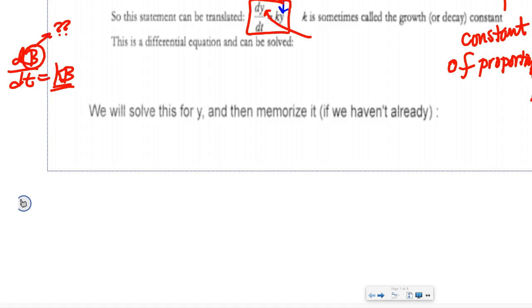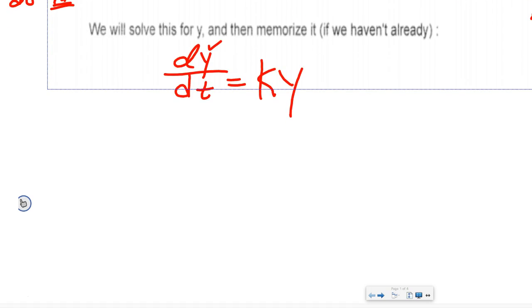And we're going to solve it completely once, and then we're going to memorize it, which I rarely say. But when you solve a direct proportion, meaning the rate of change over time is directly proportional to the amount present, to solve that for y, the same algorithm gets applied and the same thing happens. To solve this for y, we pretend we're in last chapter. We get all our y terms on one side.